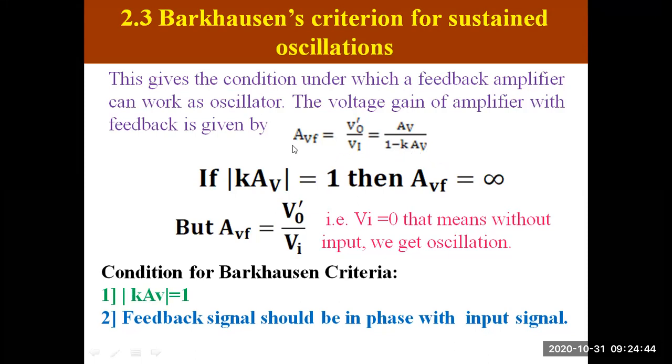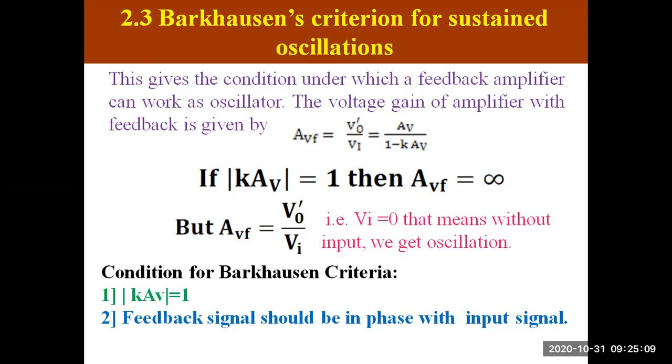Last time we have determined the voltage gain of an amplifier with feedback. It is also called as a closed loop gain. Gain with feedback, closed loop gain. It is given by the equation AV divided by 1 minus KV. AV represents the gain of the amplifier without feedback. This K represents feedback factor.